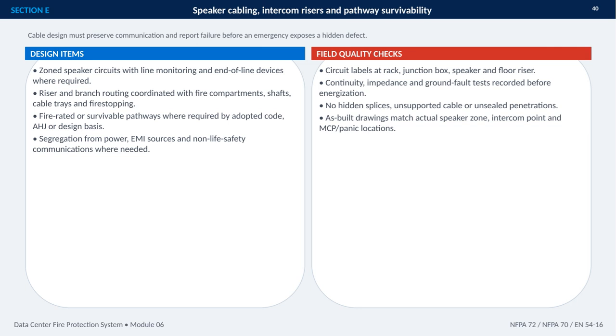Field verification is just as important as the design. Labels should identify circuits at the rack, junction box, speaker, and floor riser. Before energization, record continuity, impedance, and ground fault testing. Inspect for hidden splices, unsupported cable, and unsealed penetrations. Finally, confirm that the as-built drawings match the installed speaker zones, intercom points, and manual call point or panic locations. These requirements align with NFPA 72, NFPA 70, and EN 54-16.